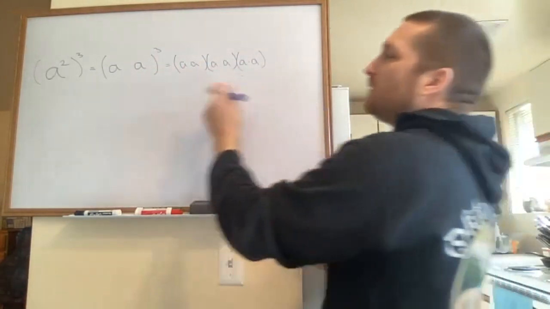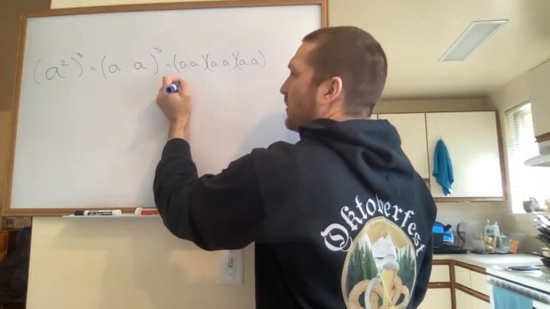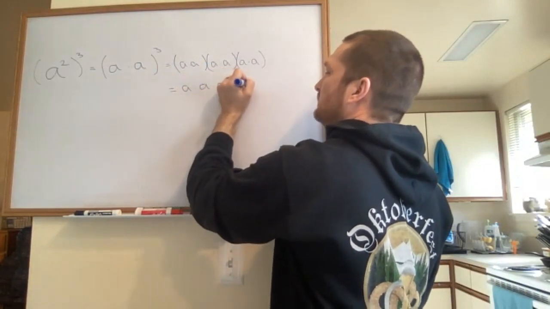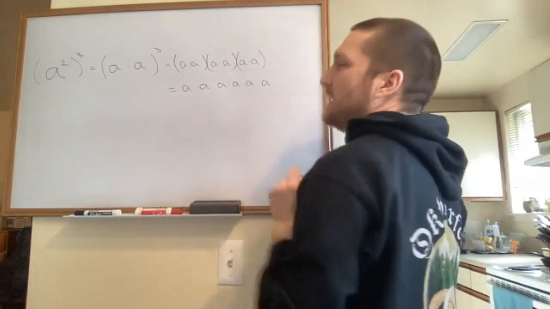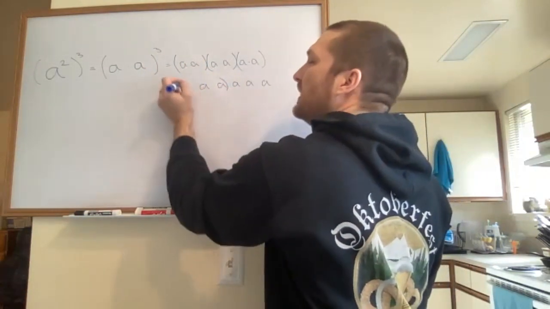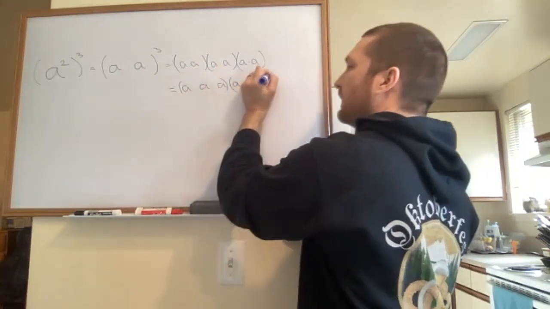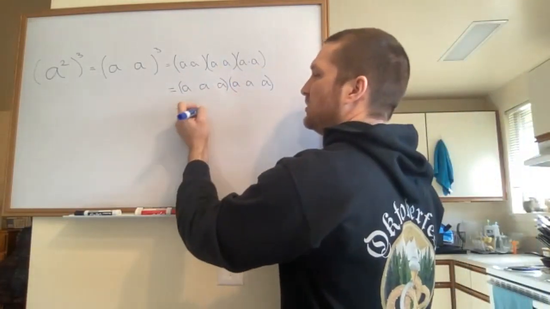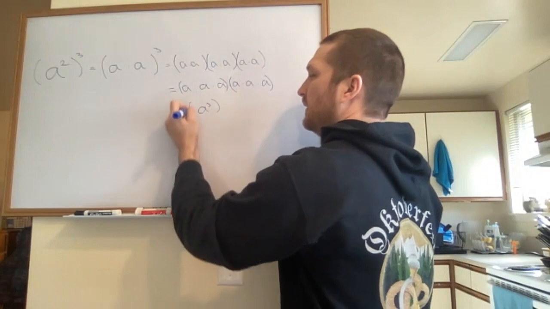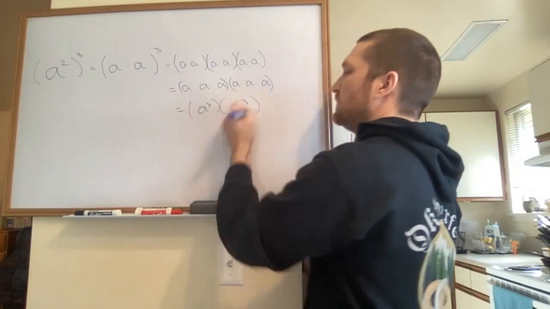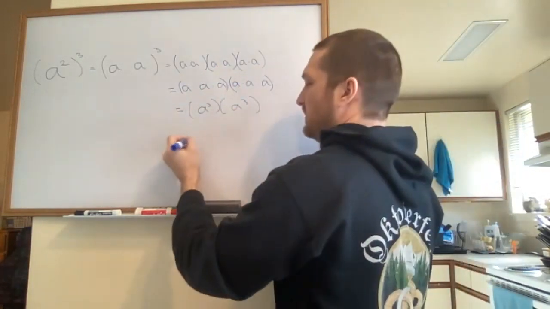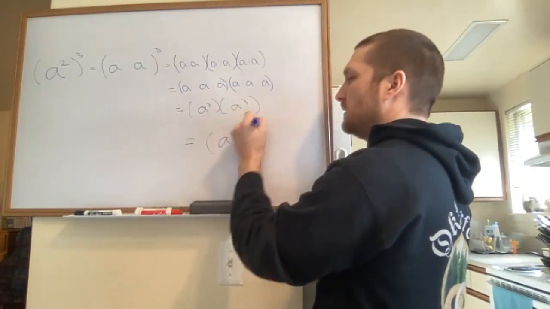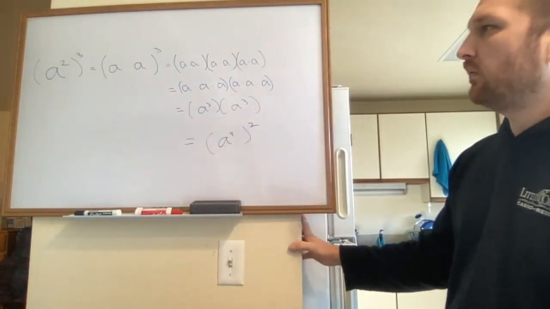But we could regroup this if we were so inclined. How many a's do I have there? 6. And so I could regroup it into groups of 3 like this, and that's the same thing as just a cubed times a cubed, which is just a cubed squared, right?